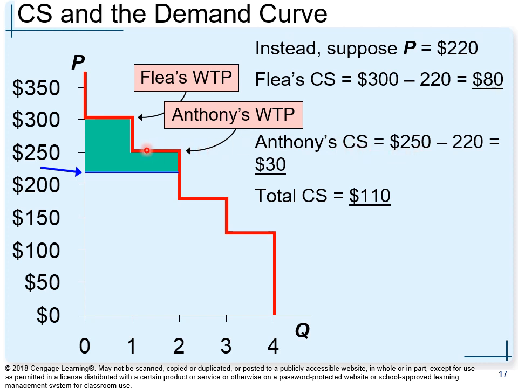That's his willingness to pay and is the height of the demand curve for the second unit that gets demanded, minus the price of 220, that gives us a consumer surplus for Anthony of $30. Therefore, the total consumer surplus at the price of $220 is the 80 plus the 30, that gets us a consumer surplus of $110.